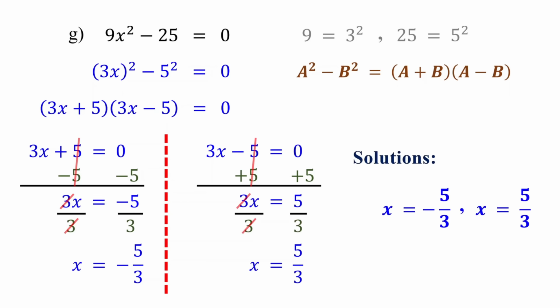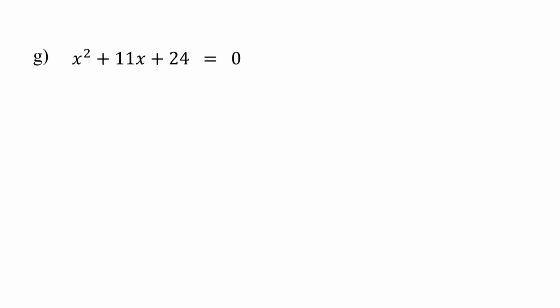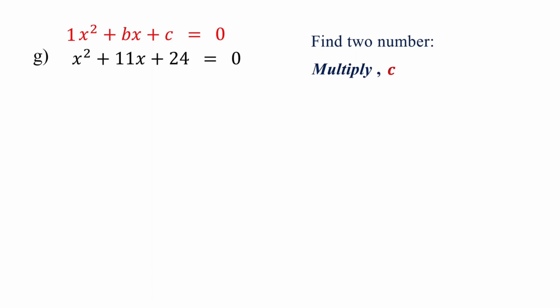Now, let's move on to solving quadratic trinomials. We begin with equations that have a leading coefficient of 1. In such cases, our first step is to find two numbers that multiply to give the constant term and, at the same time, add up to the coefficient of the middle term. In this example, the constant term is 24, and the coefficient of the middle term is 11. So, we need to find two numbers that multiply to give 24 and add up to 11.